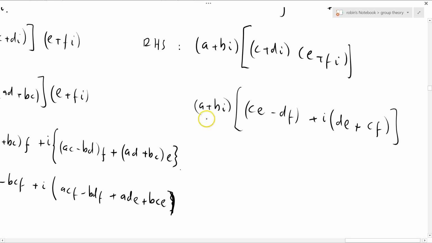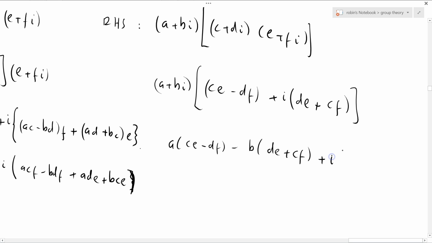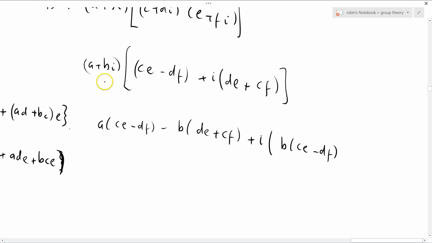Okay, so let's just have a look at this. We'll do the real component, A times CE minus DF minus B times DE plus CF plus imaginary component, it's B times CE minus DF. Which one have we done? We've done the B times that. We need to do plus A times this term here, DE plus CF.